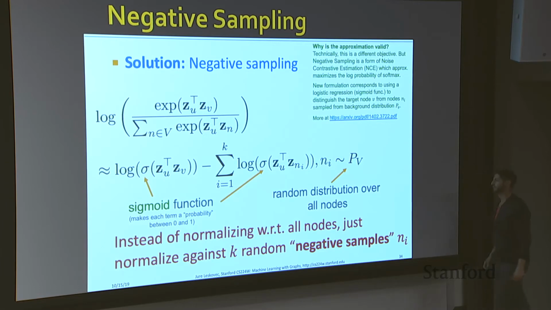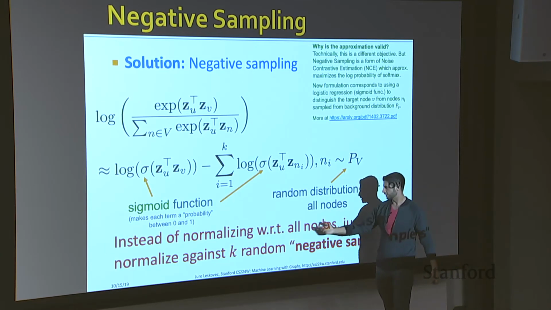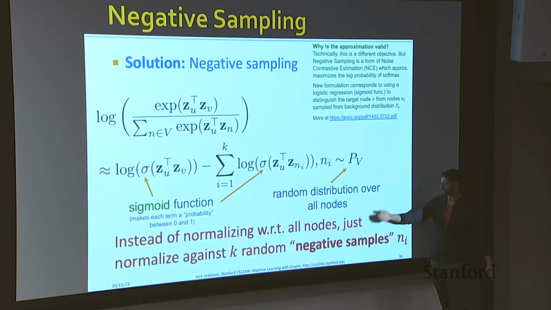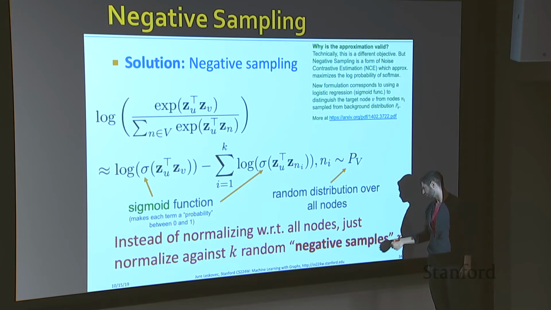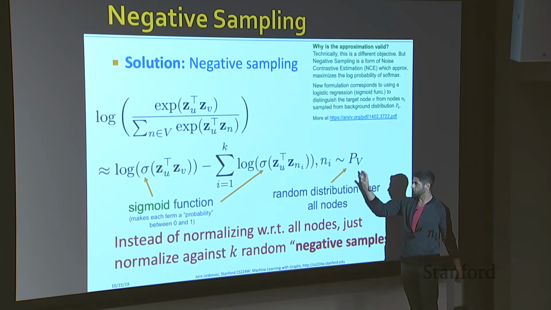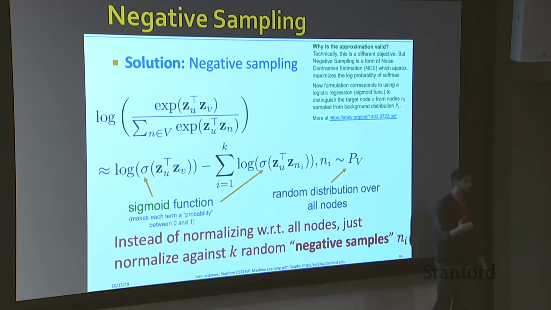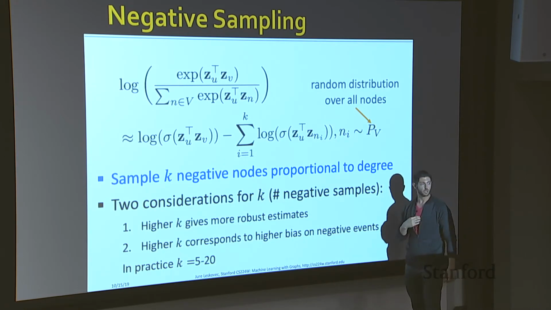Okay. So the key takeaway from here is that instead of normalizing with regard to all the nodes in our graph, we're just normalizing against k random negative samples, okay? And this has been shown to work very well in practice, and it makes basically all our techniques go from quadratic in cost to linear, all right? So it's a very desirable property. Now, how do we perform our sampling, okay?